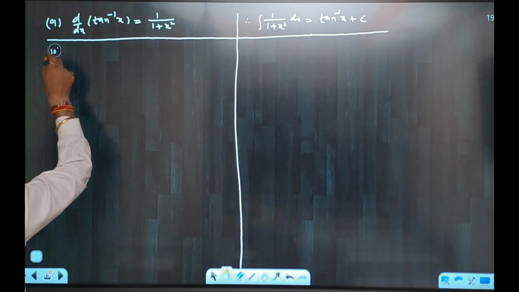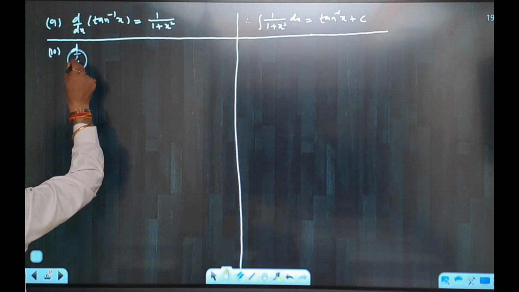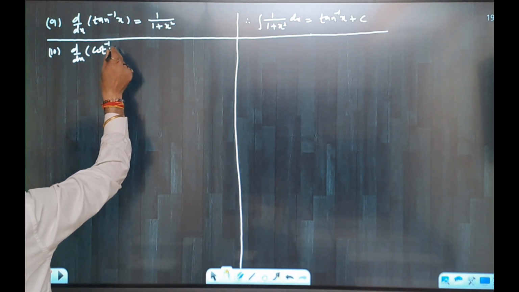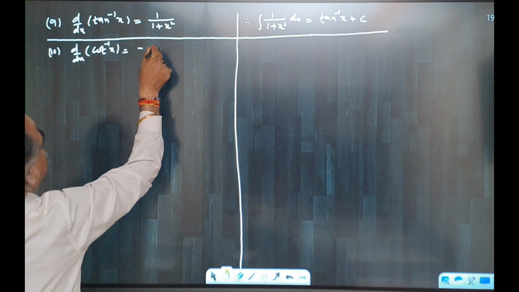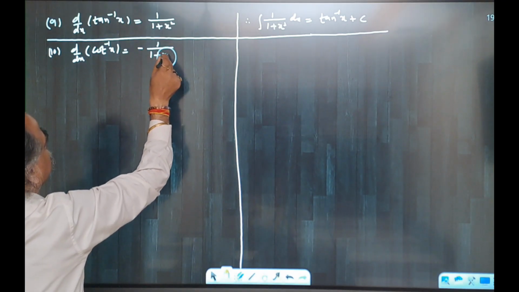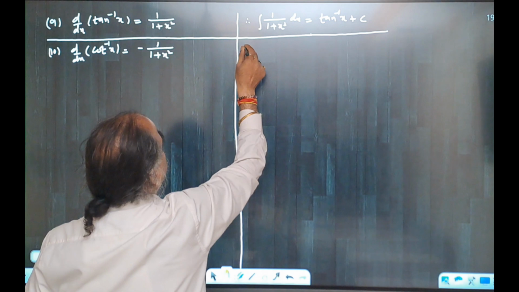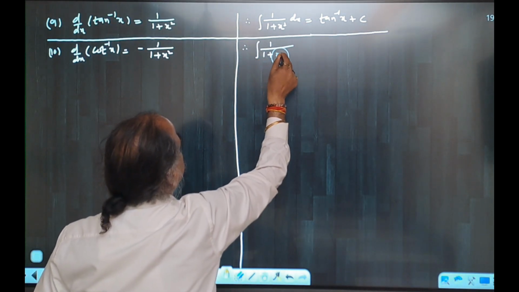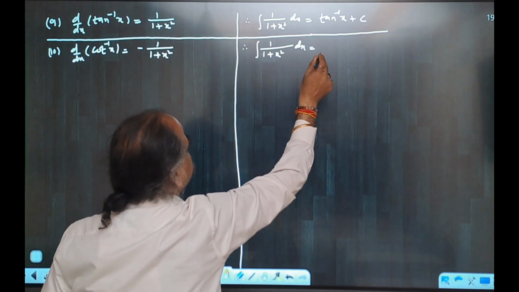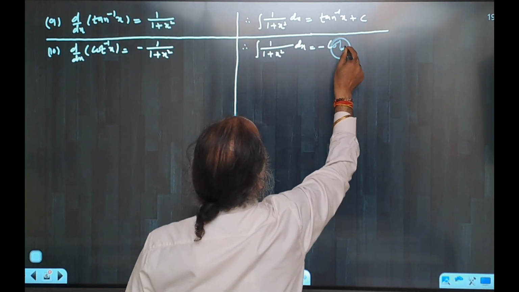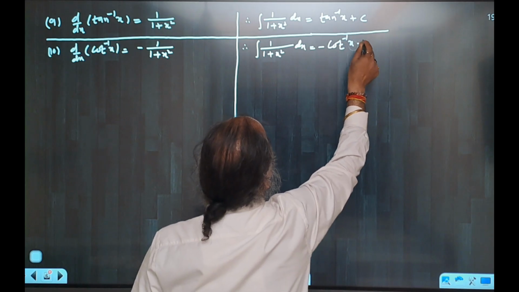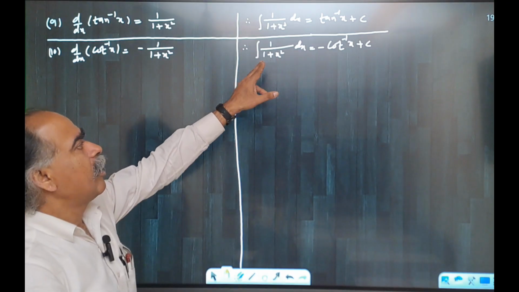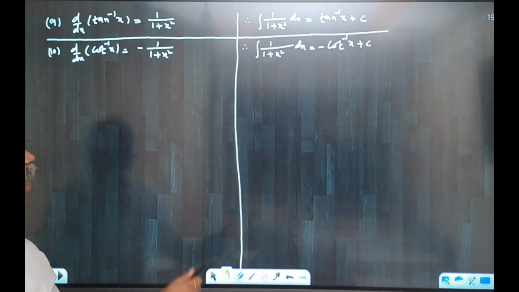Tenth is d by dx of cot inverse x, minus 1 upon 1 plus x square. Therefore, integral of 1 upon 1 plus x square is equal to minus cot inverse x plus c. So either integral of 1 upon 1 plus x square you take tan inverse or you can take minus cot inverse, both are 100% correct.